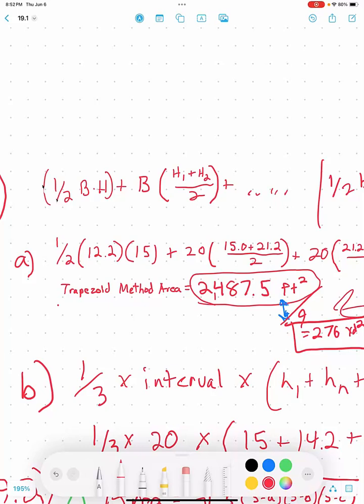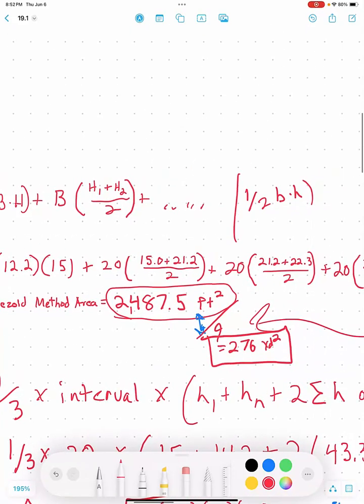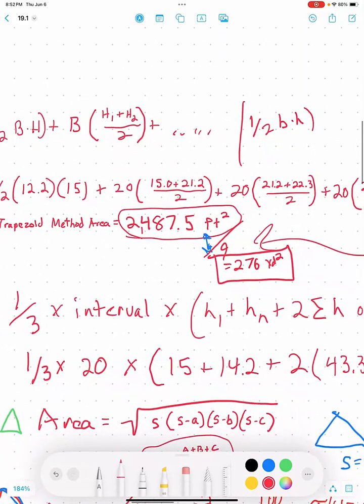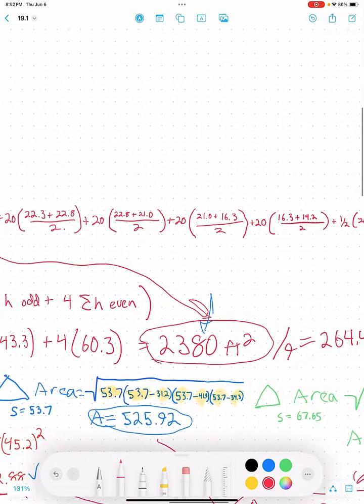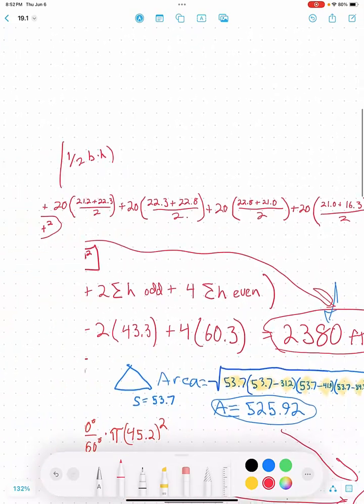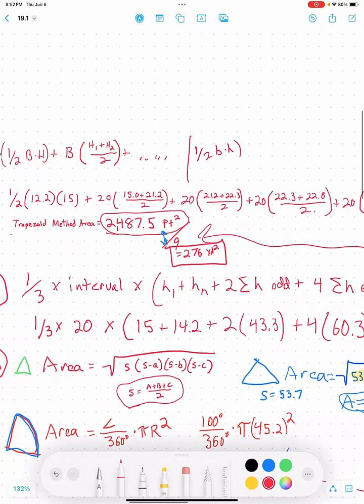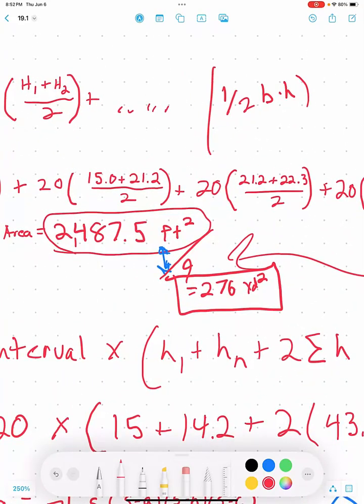So first we have this trapezoid method, which is 1/2 the base times height plus the base times (h1 plus h2) divided by 2. So you do all 5 of those trapezoids plus that last triangle. Sum all of that up, that's how the calculations show. Adding all that up, I got 2487.5 cubic feet, and then divide that by 9.